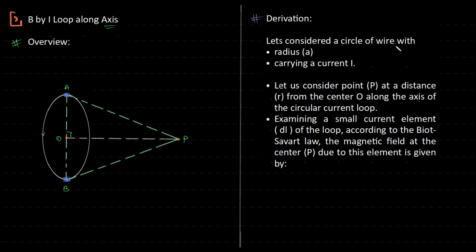Let's consider a circular wire with radius A, carrying a current of I. Let us consider a point P at a distance R from the center O. That's the center O, and this is the distance R. So OP is R. Let's consider a small element, the element is over here, DL. And we need to point the direction as well. It is always tangential. So this is tangential.